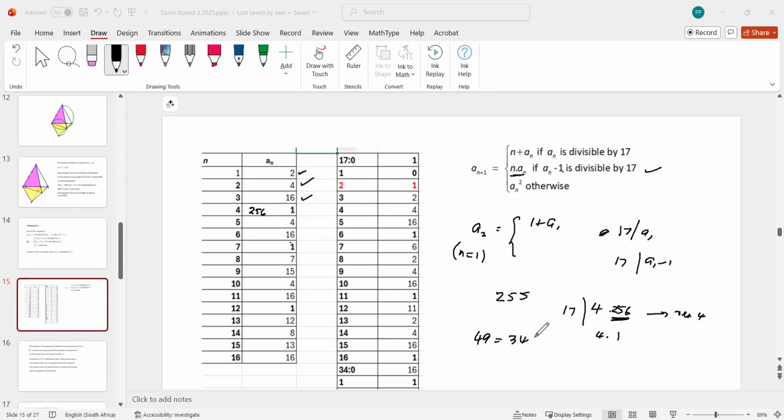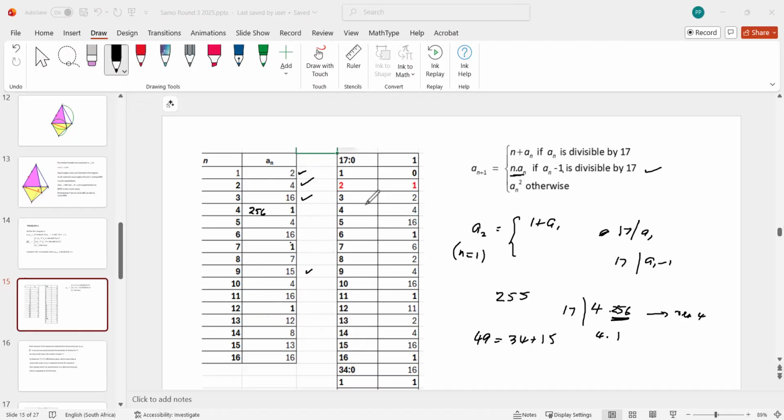49 is 34 plus 15. When dividing by 17, the remainder is 15. So this is how all these remainders are got. Now you'll see I went all the way right up to quite a lot. Why did I do all this?